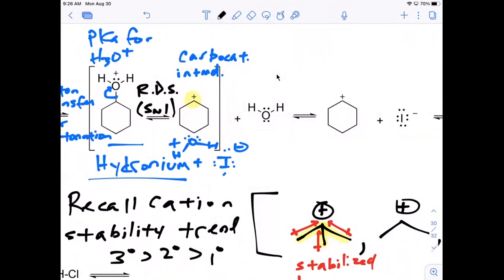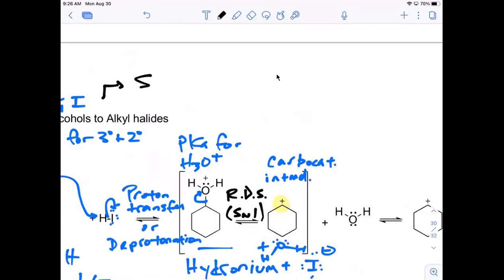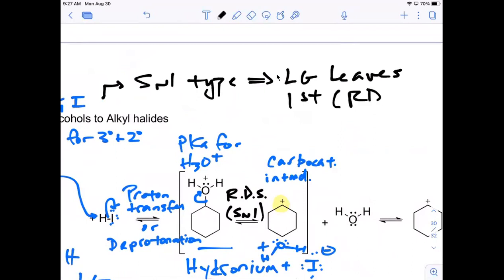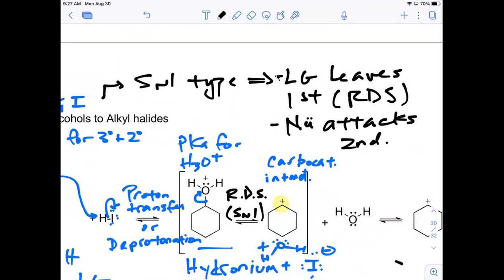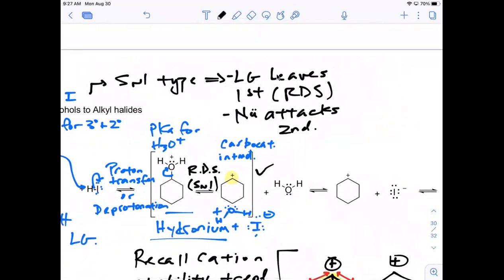All right, questions about that? Let me write that up here. This is for the substitution part. The proton transfer part is not the rate determining step. The substitution happens between the loss of your leaving group and the addition of the nucleophile. So it will be this step followed by that step. That's going to be my substitution part. So that's why I care about carbocations and intermediates and all that stuff.